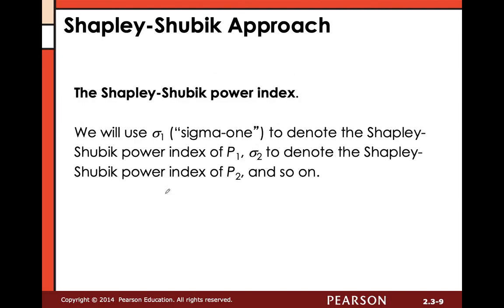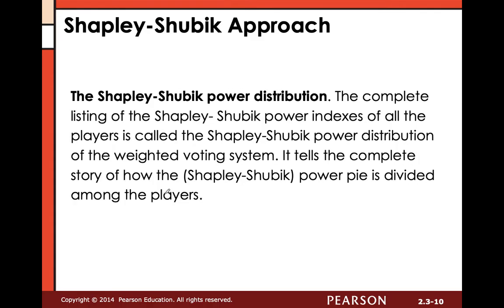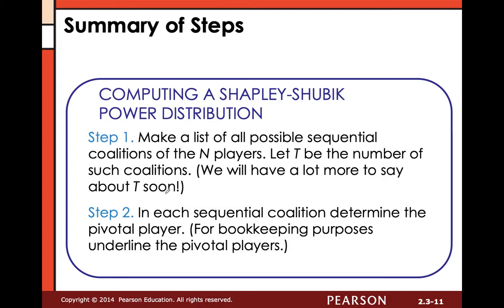We're going to use the notation sigma sub 1 to denote the Shapley-Shubik power index of player 1, sigma sub 2 to denote the Shapley-Shubik power index of P2, and so on. If you look at the complete listing of all of the Shapley-Shubik power indices of all the players, that is going to be called the Shapley-Shubik power distribution of the weighted voting system. It tells the complete story of how the Shapley-Shubik power pie is divided among the players.